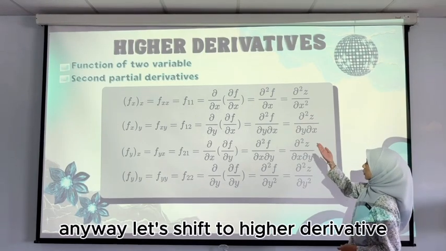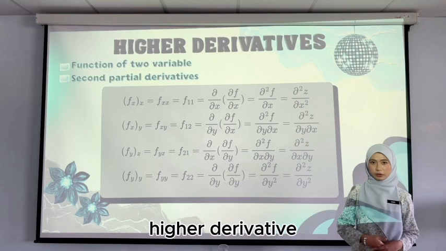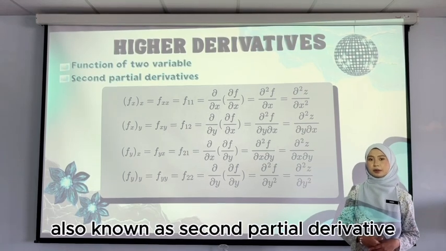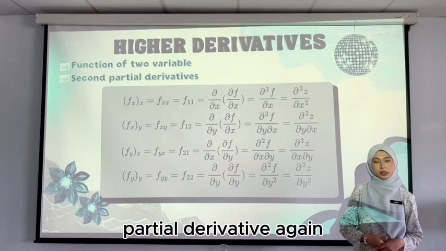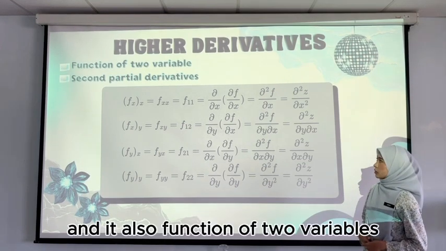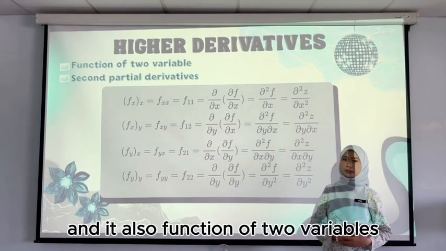Anyway, let's shift to higher derivatives. Higher derivatives, also known as second partial derivatives, are obtained by differentiating a partial derivative again. And they are also functions of two variables.